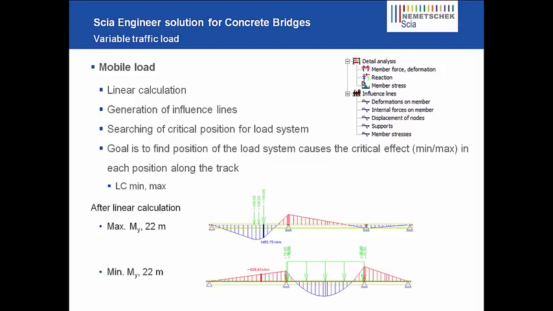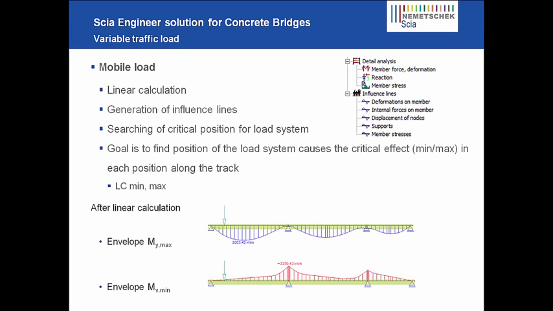This can be used to find, for example, the biggest or the smallest moment at a certain position. But the mobile loads can also be used in a different way, to find the maximal and minimal moments over the entire structure due to the passing of the mobile load. These envelopes will take into account all different positions.